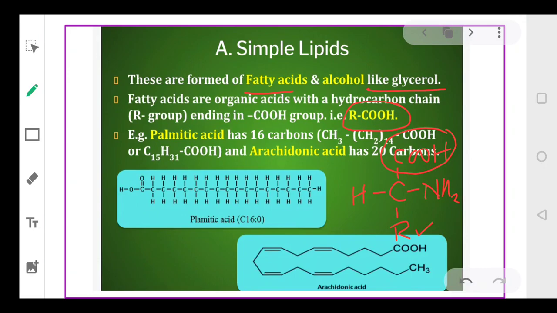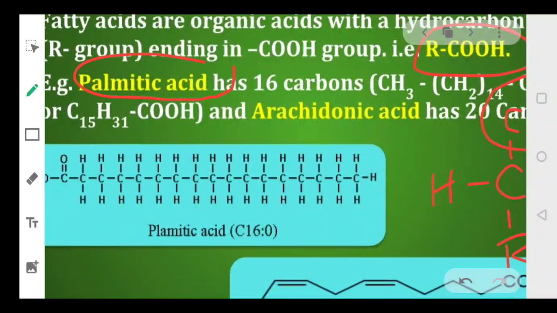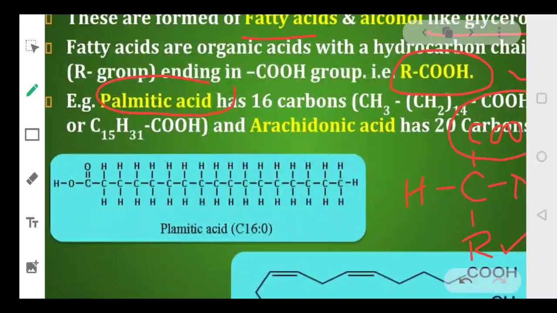Remember that I'm comparing the structure of amino acids with fatty acids. In amino acids, the carboxylic group is directly attached to the alpha carbon. But here the carboxyl group is attached to the R group, which is why we call it the RCOOH group. Let's take examples. The first example is palmitic acid. Can you see the palmitic acid?